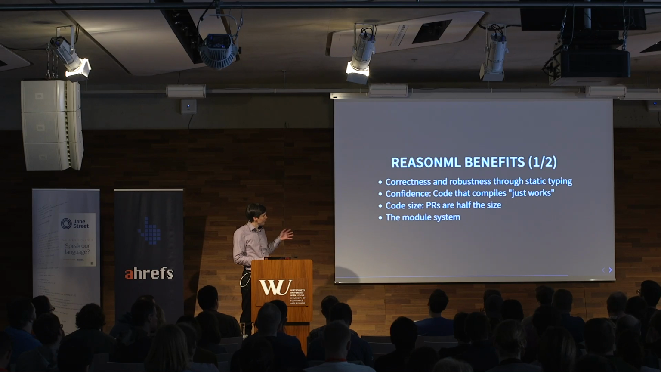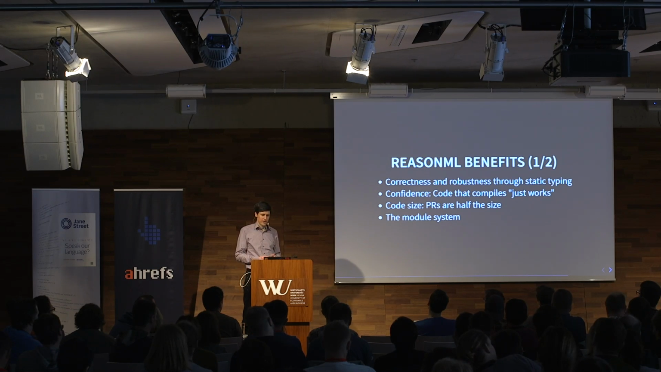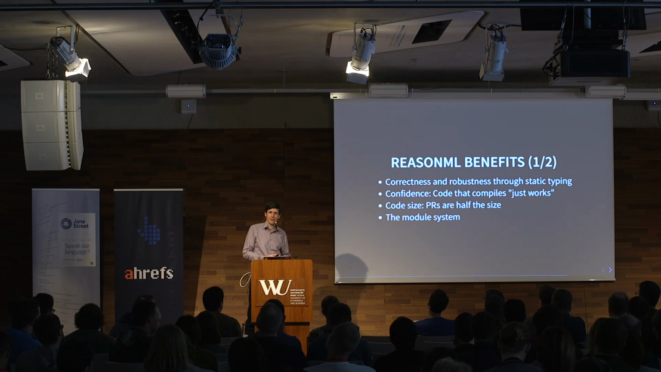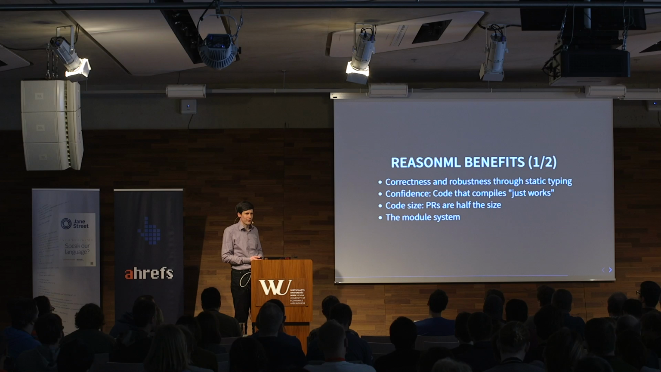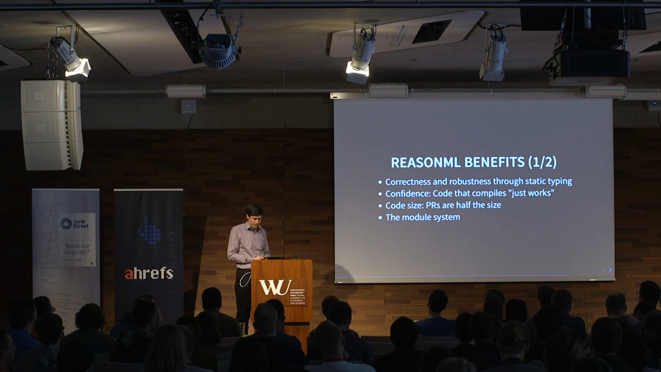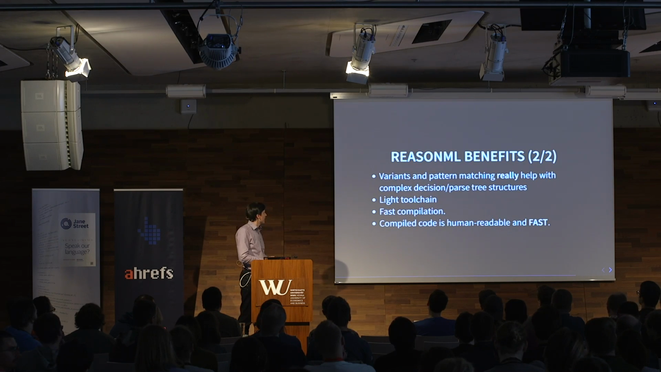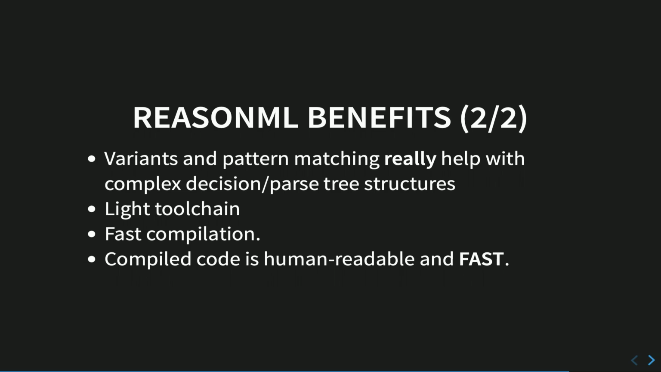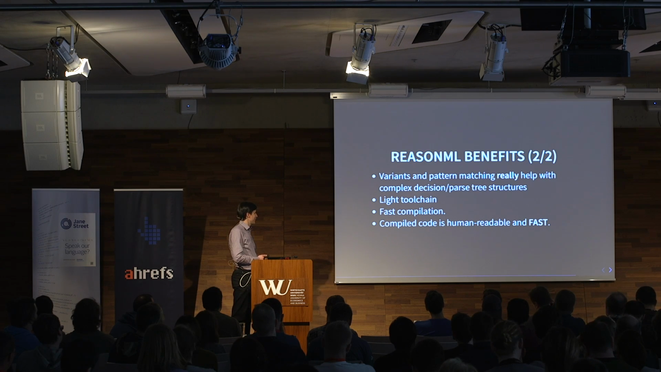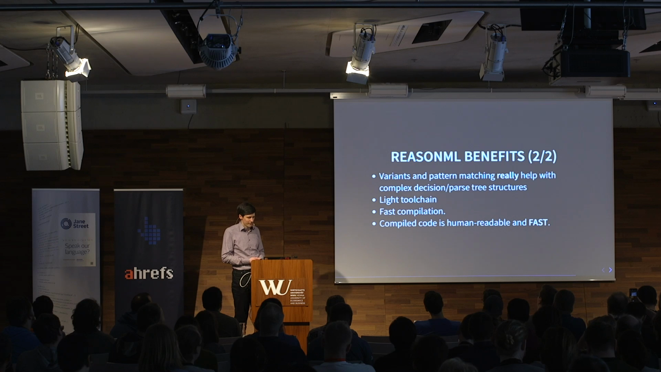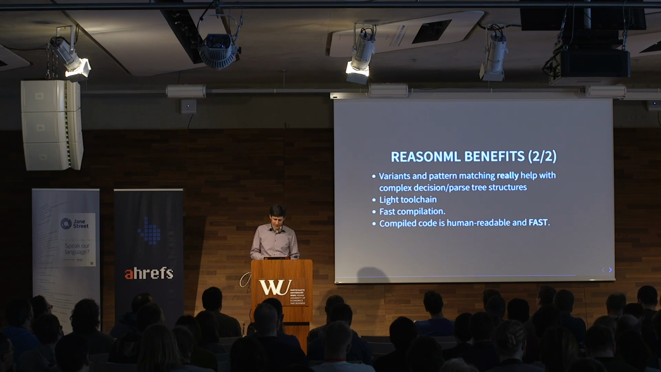Part of that is due to the module system, which helps us get rid of all these import statements that you have to do on top of your JavaScript files. And part of this is just general conciseness of Reason. Then variants and pattern matching really helped us with building this interpreter for the checklist definition language. That's a really ideal use case for Reason, I would say. And we have a light toolchain with BuckleScript that compiles very fast, and the compiled code is human readable and also extremely fast or optimized.